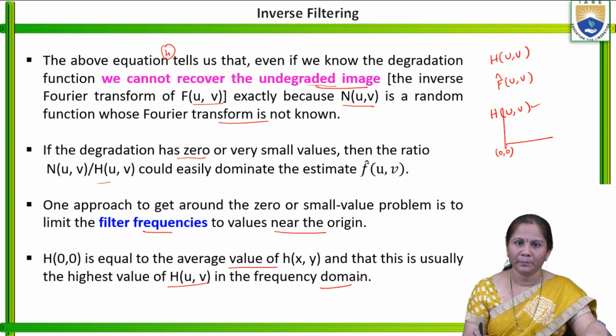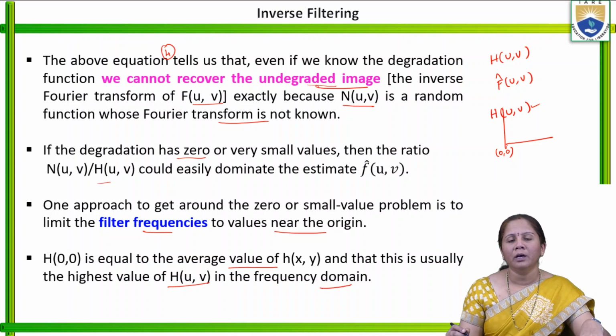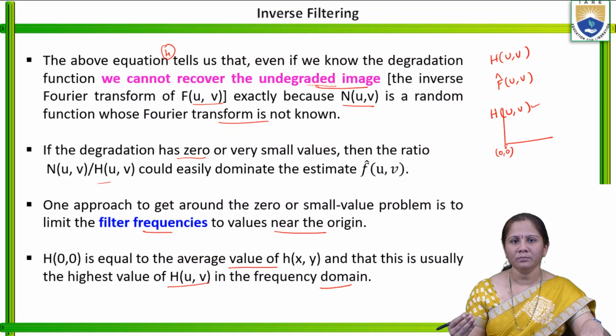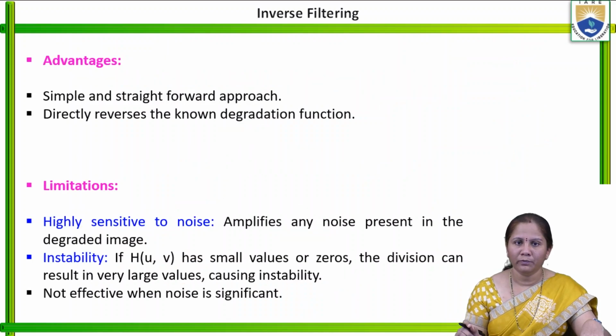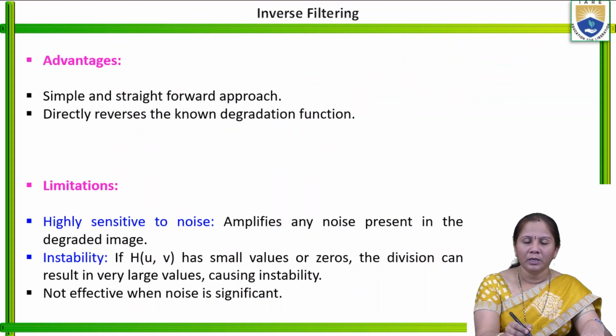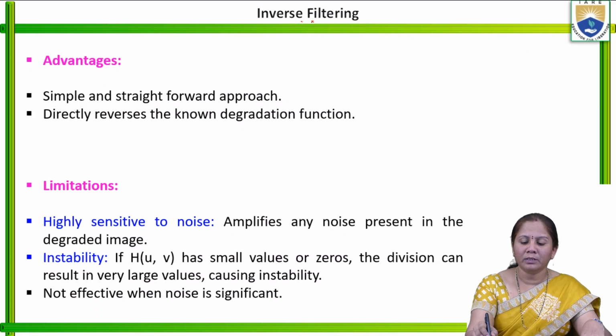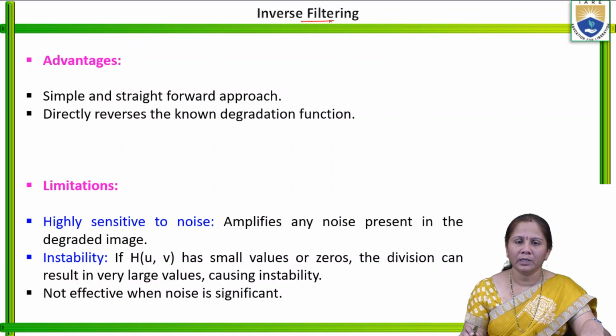So this is the main limitation from considering the noise n of u comma v and the degradation function h of u comma v. Those are the limitations in inverse filtering. We will discuss here. Now, after learning about the concept of inverse filtering, we have observed some advantages of inverse filtering.